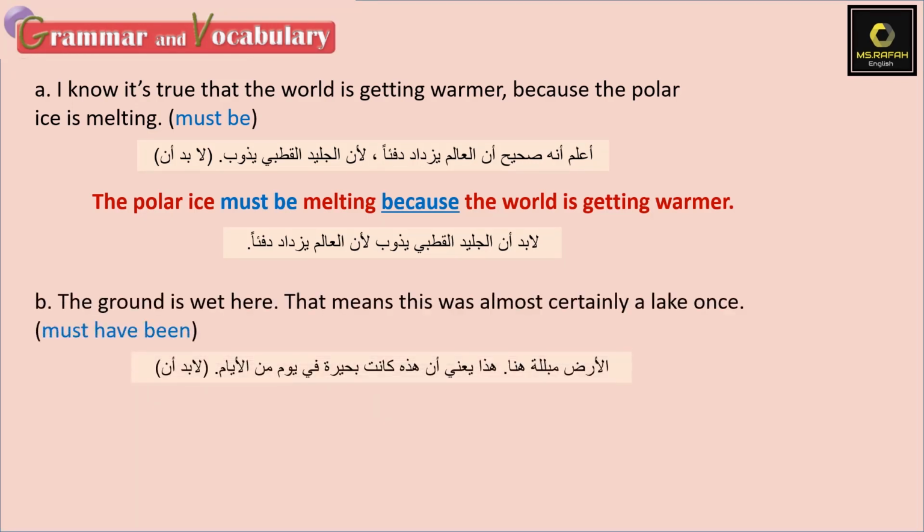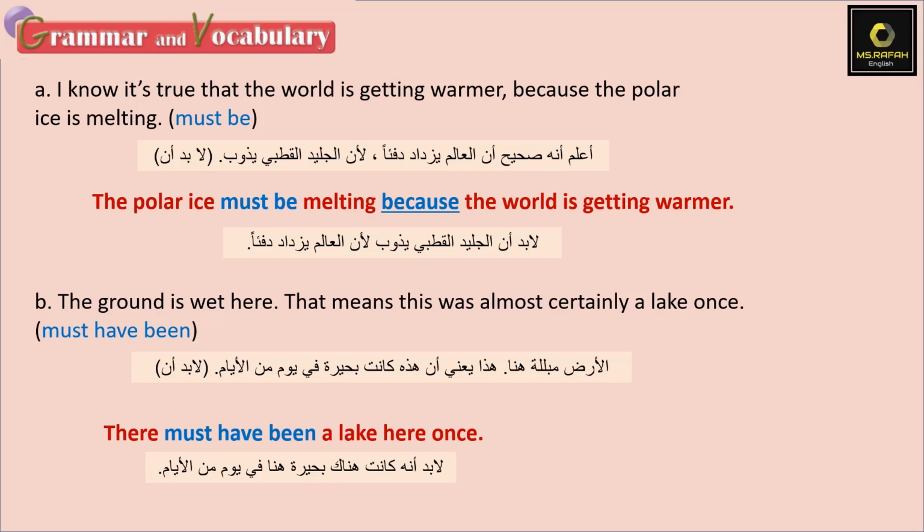The ground is wet here. That means this was almost certainly a lake once. We're going to use must have been. There must have been a lake here once.